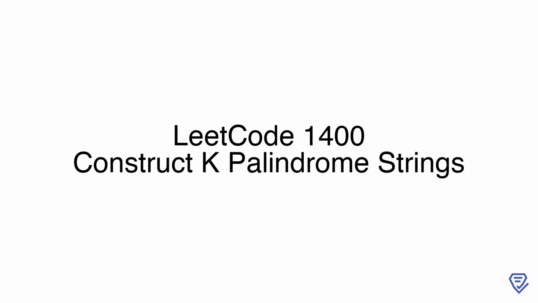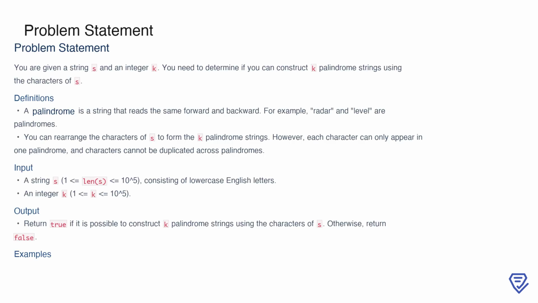Let's get started. In this problem, you are given a string s and an integer k. The task is to determine whether it's possible to construct exactly k palindrome strings using the characters of s. First, let's clarify what a palindrome is. A palindrome is a string that reads the same forwards and backwards, for example, radar or level. You can rearrange the characters of s to form these palindrome strings, but there are a couple of constraints.